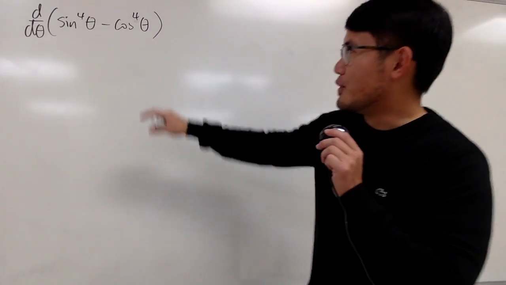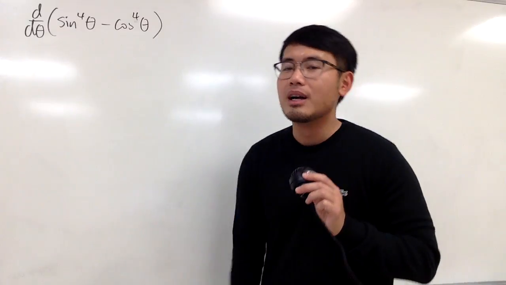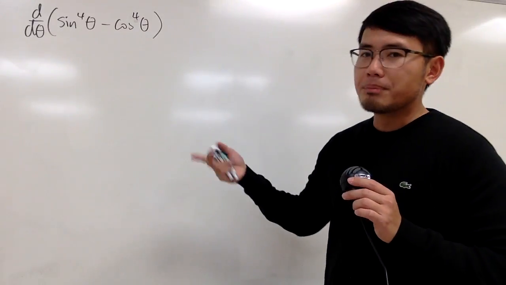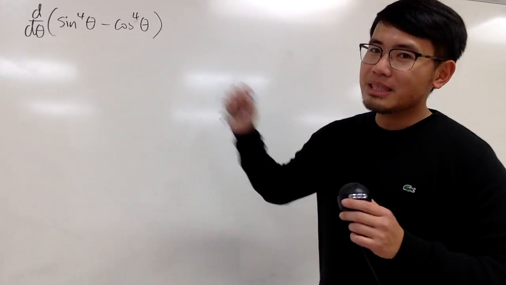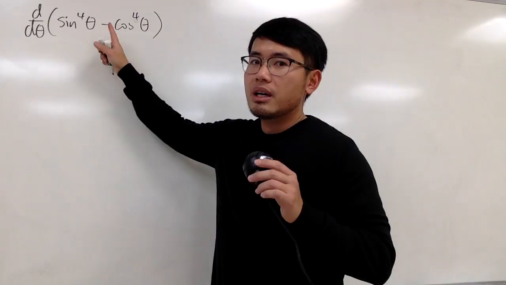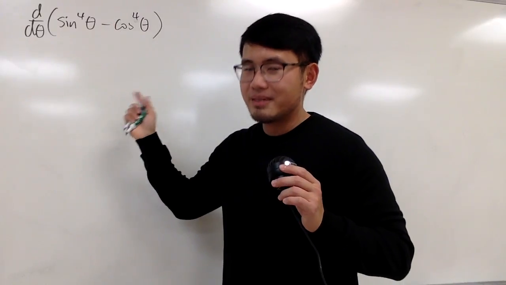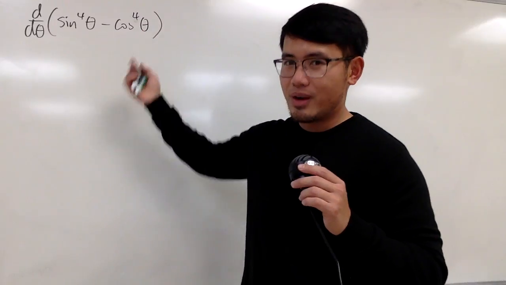Okay, right here we're going to differentiate sine to the fourth power of theta minus cosine to the fourth power of theta. Well, you can just go ahead and do the power rule along with the chain rule, but you can actually simplify this a little bit because we notice this right here is actually a difference of two squares. If you look at this as sine squared squared, likewise cosine squared squared, right?